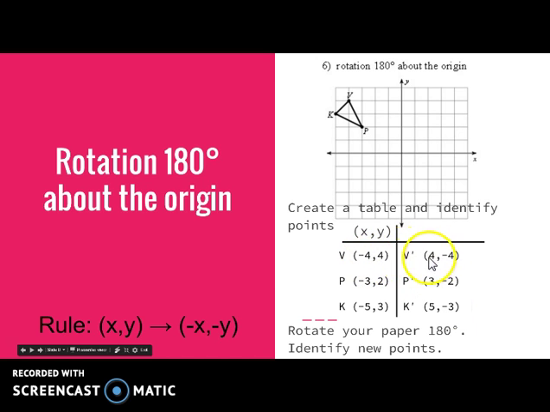Negative 4 turns into positive 4. Positive 4 turns into negative 4. Negative 3 turns into positive 3. Positive 2 turns into negative 2. And so on with negative 5 to 5 and 3 to negative 3.